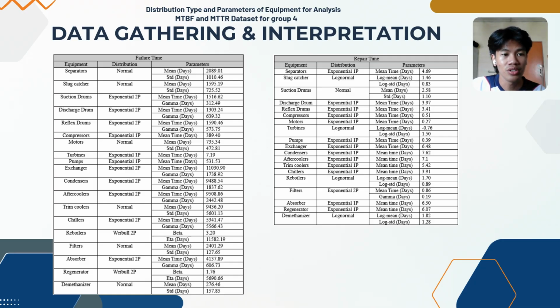On the left table, we show the failure time data where different distributions such as normal, exponential, and log normal were selected depending on the equipment's failure trend. Corresponding parameters like mean time, standard deviation, eta, or beta are listed based on the selected model. The right table shows the repair time data where most equipment followed exponential 1P or log normal distributions, each with parameters like mean time, log mean, or log standard deviation. These fitted distributions and parameters serve as essential inputs for the next step of our RAM simulation and availability calculation.